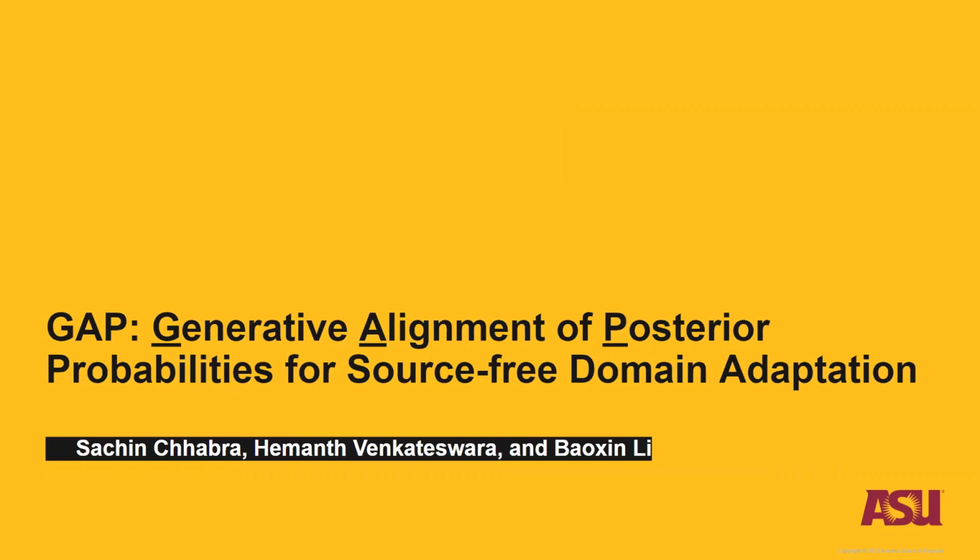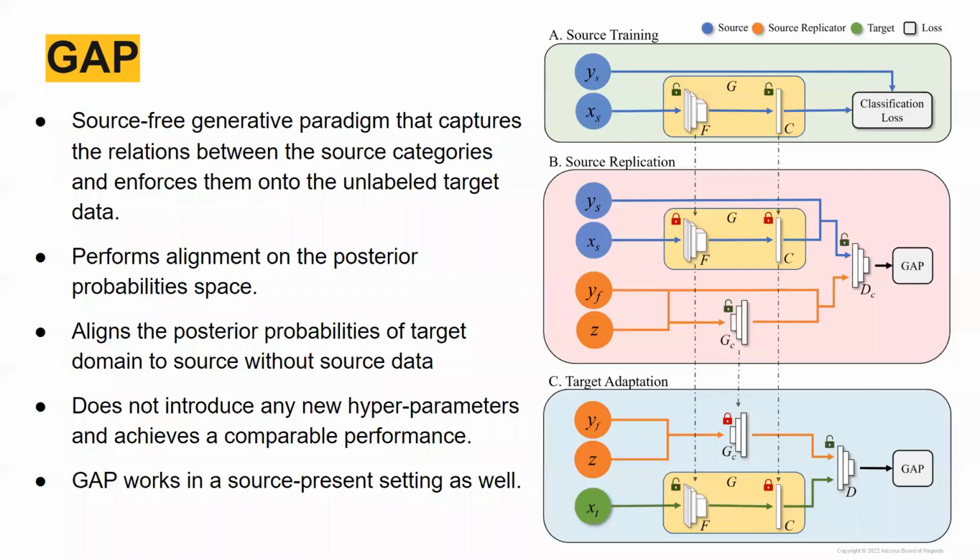Hello everyone, my name is Sachin Chhabra and I'll be presenting our paper Generative Alignment of Posterior Probabilities for Source-Free Domain Adaptation, or in short called GAP. GAP is a generative approach that captures the relation between source categories and forces it on the target data.